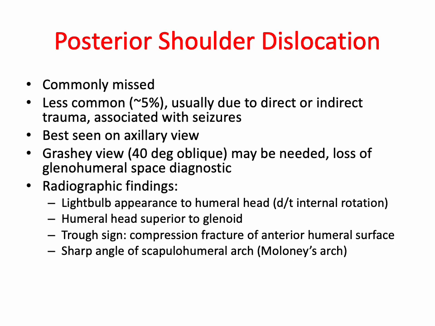On frontal projections, things to look out for are the light bulb appearance of the humeral head, which is due to internal rotation of the humerus, which takes the normally visible greater and lesser tubercles and rotates them so that they can't be seen. So you get a light bulb shape of the humeral head. If you see the humeral head superior to the glenoid, that can clue you in. And other things like a trough sign, which is a compression fracture of the anterior humeral surface, or a sharp angle of the scapular-humeral arch, which is kind of the shoulder equivalent of Shenton's line in the lower limb.